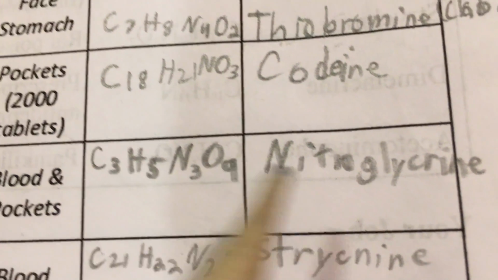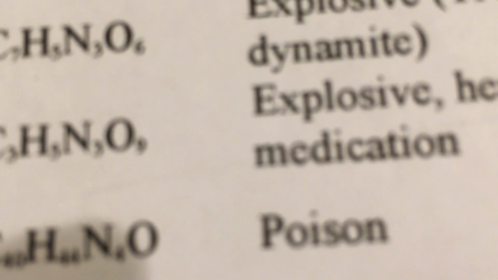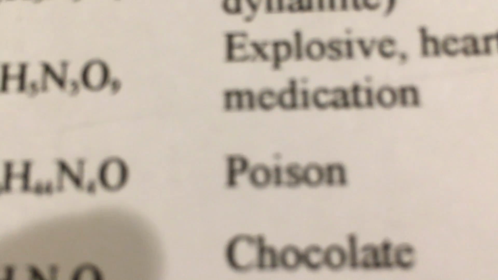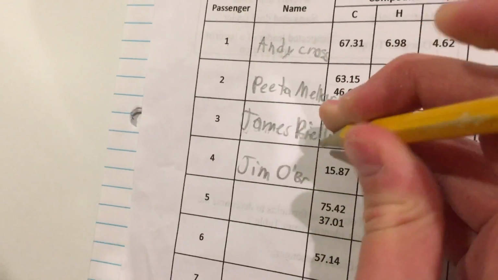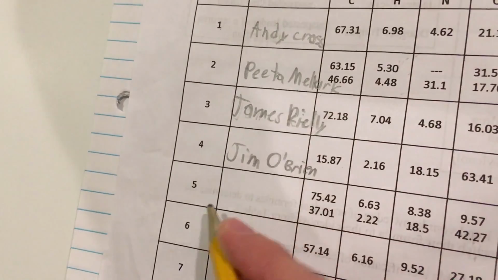Passenger 4 had nitroglycerin in the blood and the pockets. So I tied that to Jim O'Brien because he had a heart condition, and nitroglycerin can be an explosive or a heart medication. So Jim O'Brien was passenger 4.